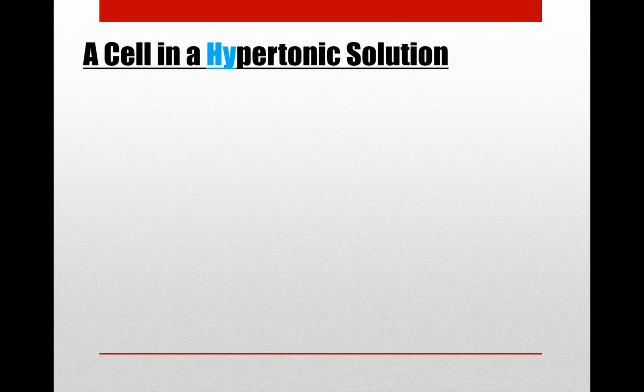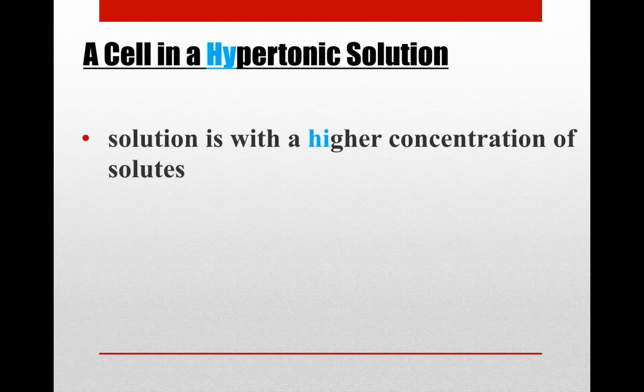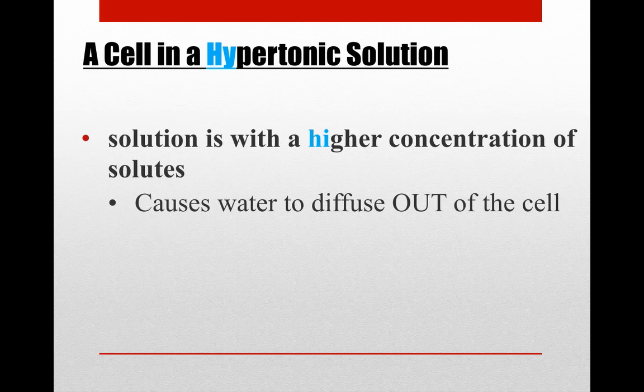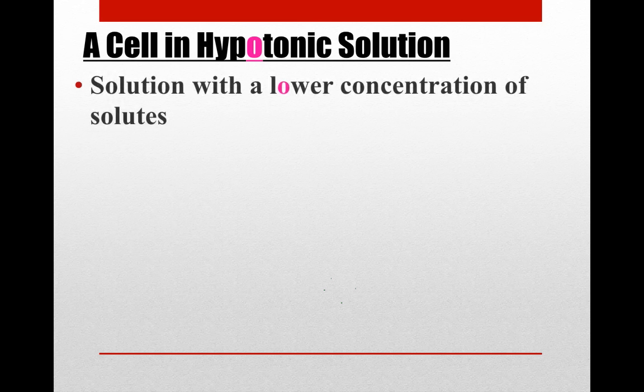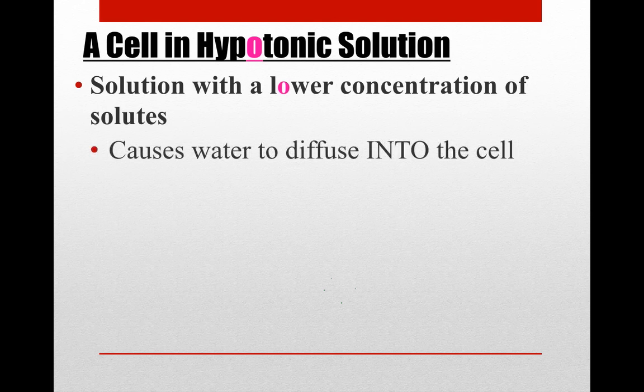So, what is a cell in a hypertonic solution? The solution it's in has a high concentration of solutes. It causes water to diffuse out of the cell, and the cell will shrink. A cell in a hypotonic solution, the solution has a lower concentration of solutes, that causes the water to diffuse into the cell, which causes the cell to swell.